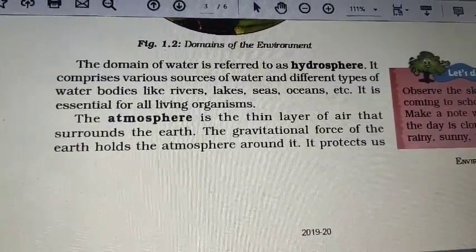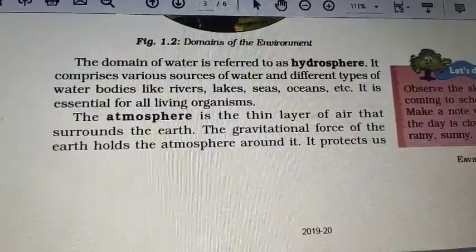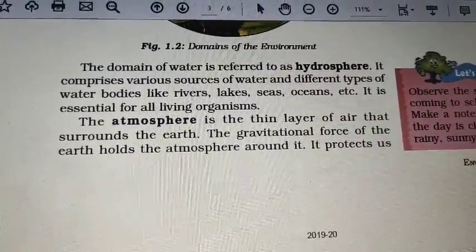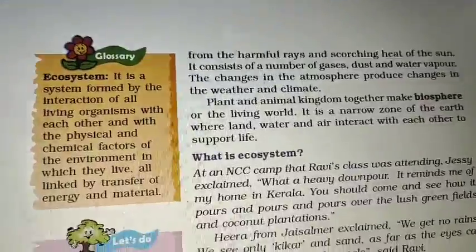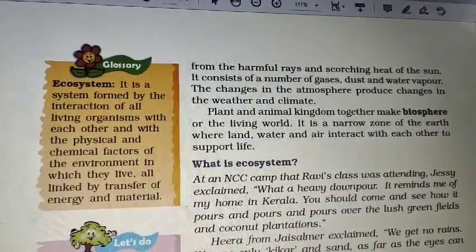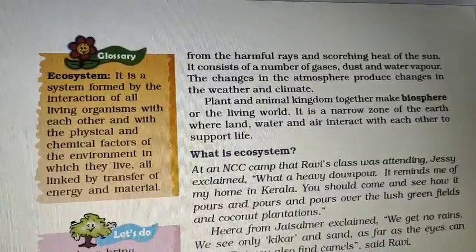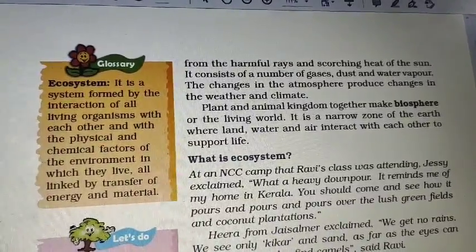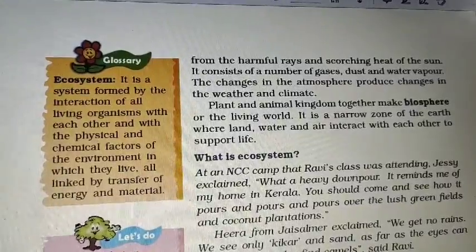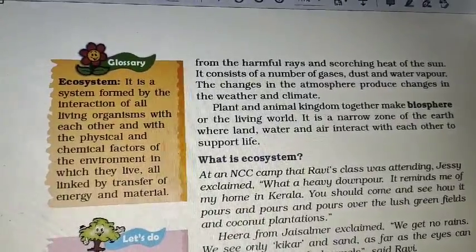Fine. Next is the atmosphere. The atmosphere is a thin layer of air that surrounds the earth. It is very useful because it protects us from the harmful rays and scorching heat of the sun. It consists of a number of gases, dust, and water vapor. The changes in the atmosphere produce changes in the weather and climate.